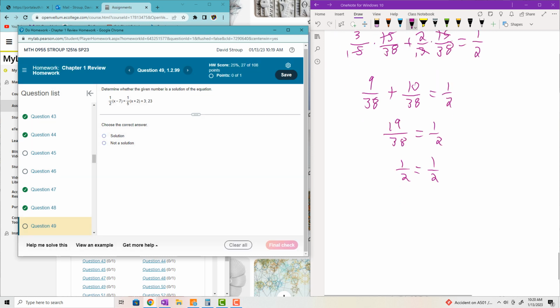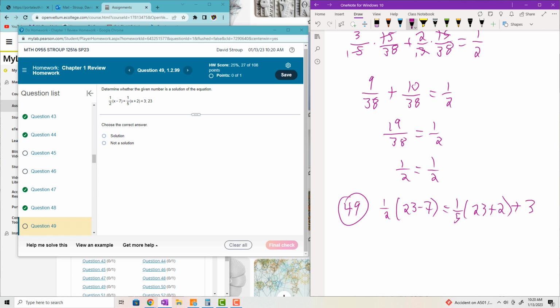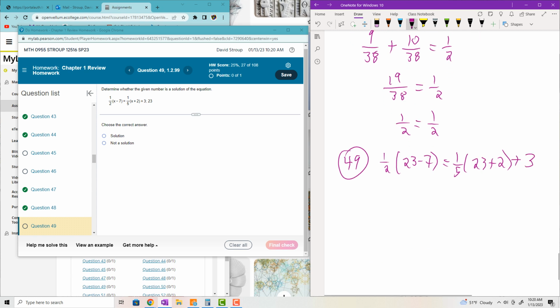Okay, oh geez, look at this one. Another nasty one. Let's try it. So I have 1/2 times x minus 7. Let's just go ahead and put x in there, right? X is 23. So I have 23 minus 7 equals 1/5 times 25 plus 3. And then you don't forget there's a plus 3 over there as well. Okay. So I have 1/2 times 23 minus 7. So be very careful here. I think that's 16. And on the other side, I have 1/5 times 25 plus 3. And then order of operations, I have to do multiplication first.